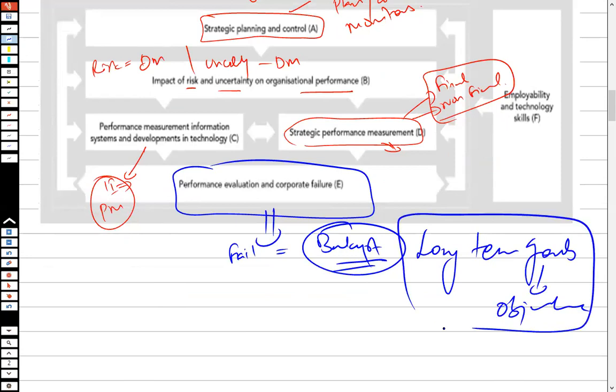So what we would be discussing is how we can prevent an organization from heading towards failure. How could we ensure that the organization does not fail? How could we identify in advance that the organization is heading towards failure? How could we take action to prevent that organization from heading towards failure? So that is all something that we would be discussing.